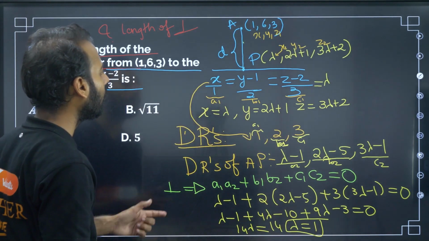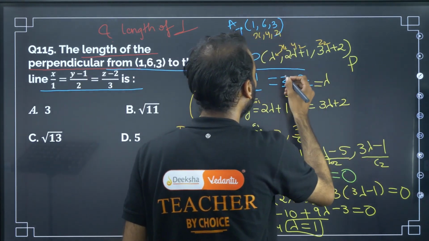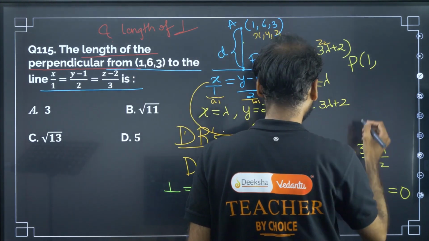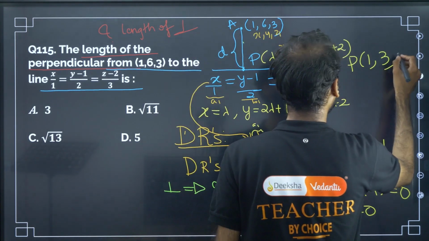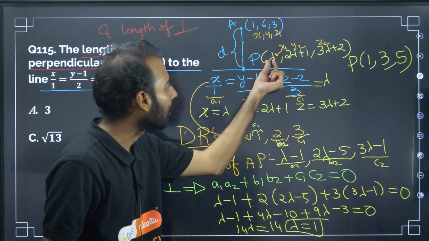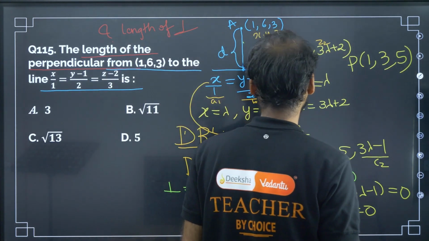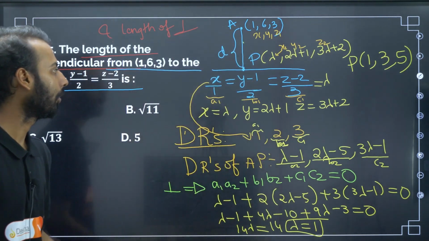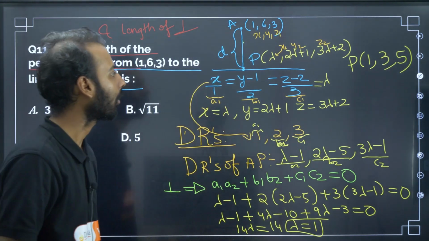Lambda is equal to 1 means this point P is 1, lambda is 1, 2 lambda plus 1 is 3, 3 lambda plus 2 is 5. This lambda 1 I am substituting here: 1, 3, 5. Now if A and P are known, make a note of this. I am erasing some things because I have to write.